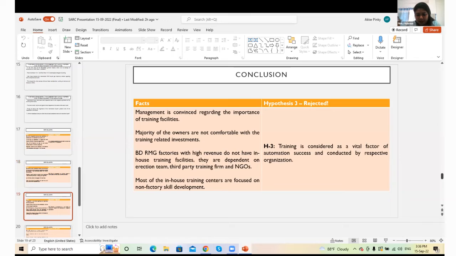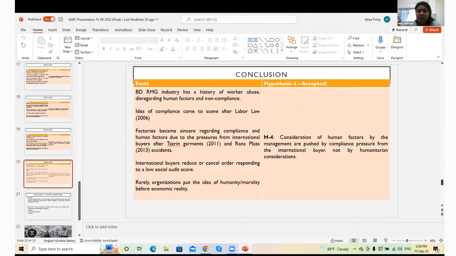Number three hypothesis. Training is considered as a vital factor of automation success and conducted by the respective organization. And the facts are, management is unconvinced regarding the importance of training facilities. The majority of the owners are not comfortable with training-related investments. Bangladeshi RMG factories with high revenue do not have in-house training facilities. They are dependent on the erection team, third-party training firms, and NGOs. Most of the in-house training centers are focused on non-factory skill development. So my hypothesis 3 got rejected.